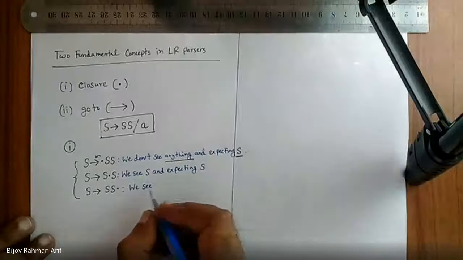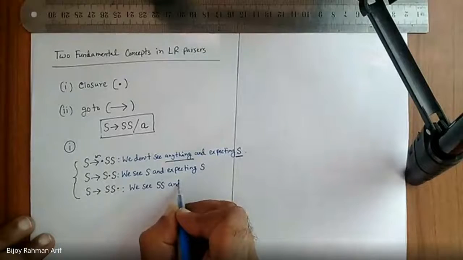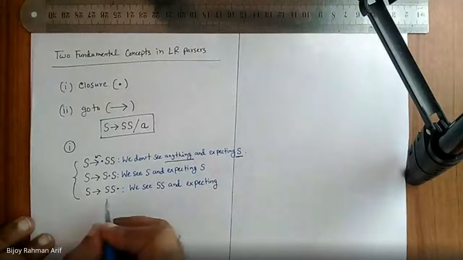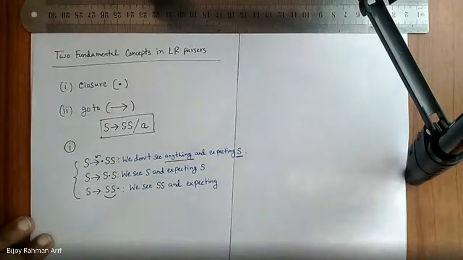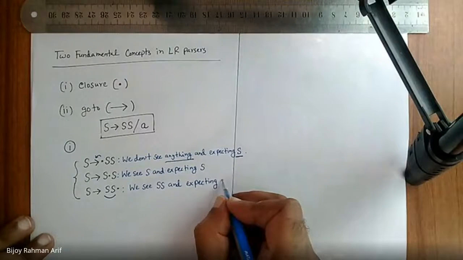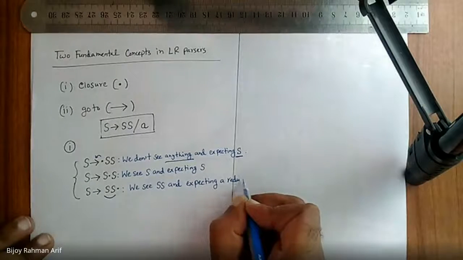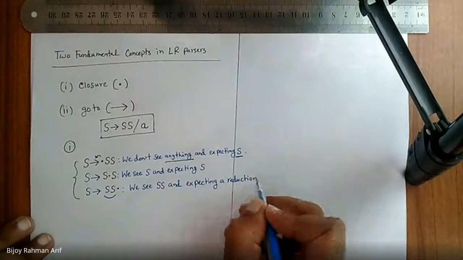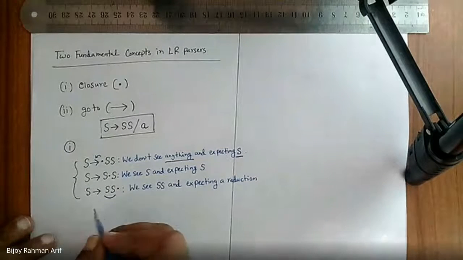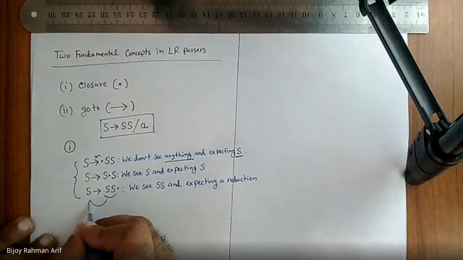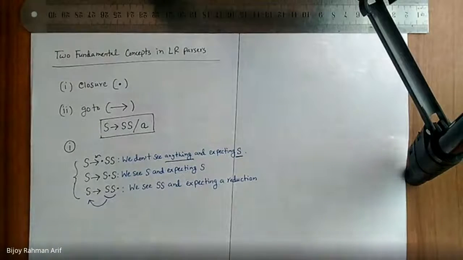So we see SS and expecting what? Expecting nothing. Dollar. No, expecting that means we are done with seeing all the letters in the right hand side. We are expecting a reduction. Did you get it? That means we have seen the whole right hand side. Now we can convert the right hand side to left hand side. Is it clear to you guys?